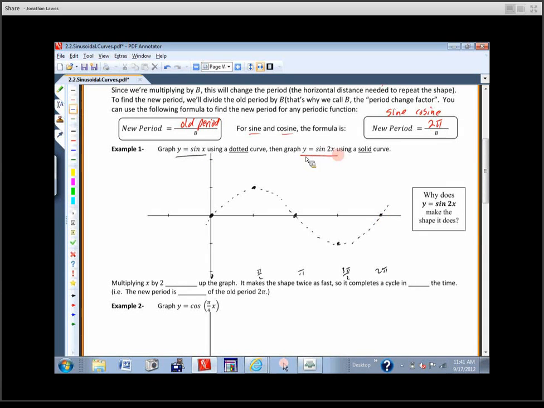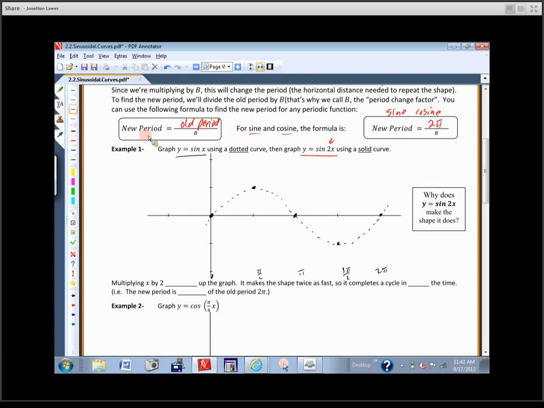Now we're going to graph this one. Now we're going to graph sine of 2x. So the only change that was made here, remember last Friday we were working on phase shifts and amplitude changes and all sorts of stuff like that. The only thing that 2 does to this graph is what? Changes the period. That's it. Okay? So this is a period change factor. It's going to change the period.